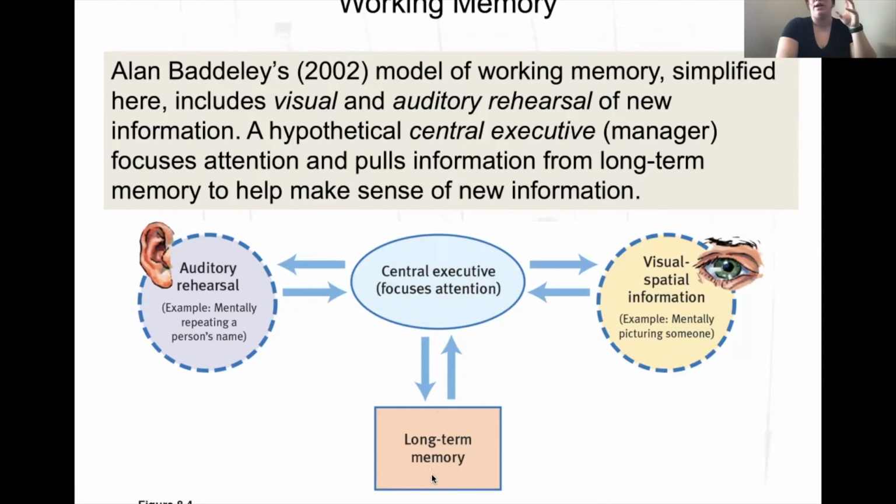Maybe we have a fact about that person that we already know. So we're meeting Lisa for the first time in person, right? We're repeatedly mentally saying that person's name, Lisa, Lisa, Lisa. We're visualizing that person's face. And we know that Lisa likes sharks. Just some random long-term memory we already know about Lisa. And this is going to help us encode the information of Lisa's name, right? Pulling that into long-term memory.